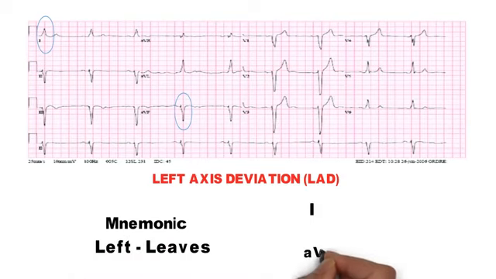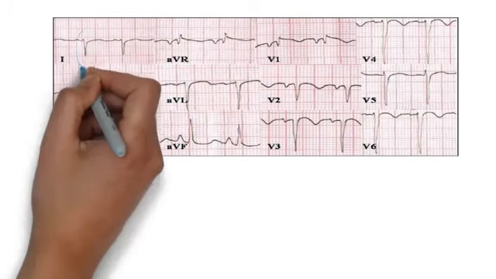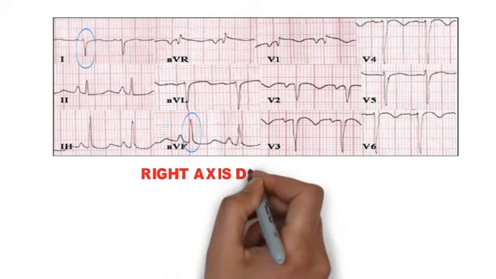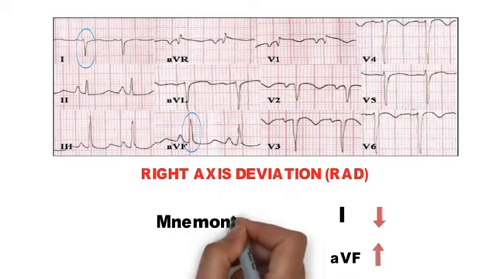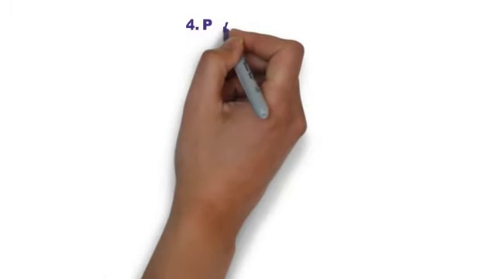where net deflection in lead 1 and AVF are in opposite direction, or as if they are leaving. Whereas in this ECG, net QRS is negative in lead 1 and positive in AVF. So this is a right axis deviation, and you can remember this by a mnemonic: right returns. Step 4 is P wave.